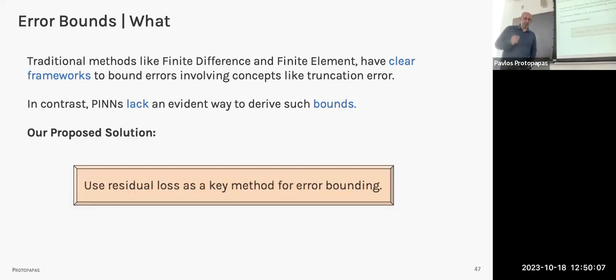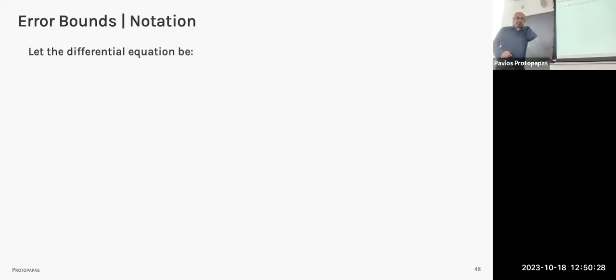So here's the key idea. I go back to what I was saying. The residual, even though they're not perfect, they're telling me something. Let's use that, okay? So this is the main idea here. We're going to use the residual loss as a key method to bound errors. Okay, so let's talk a little notation so we can do that.